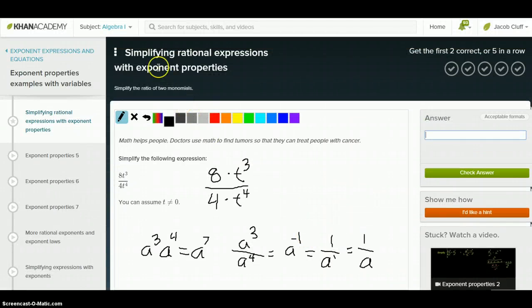Alright, so in this video we're going to talk about simplifying rational expressions with exponent properties. The first thing I want to go over is some of the properties of exponents.